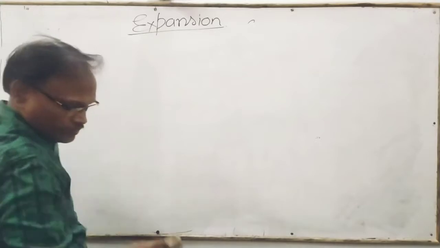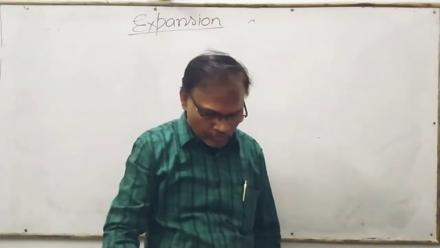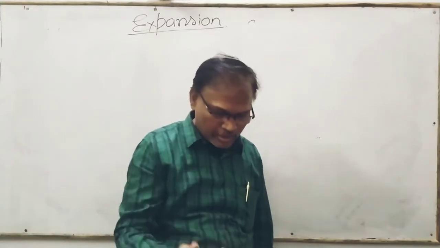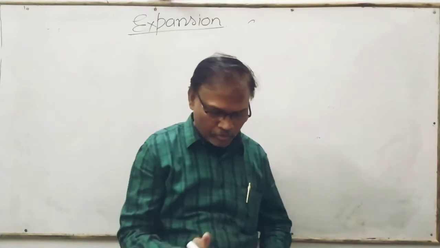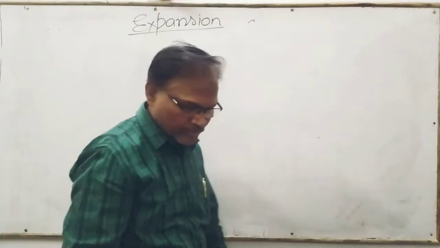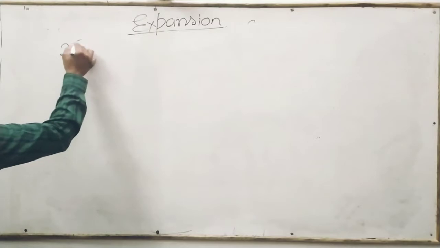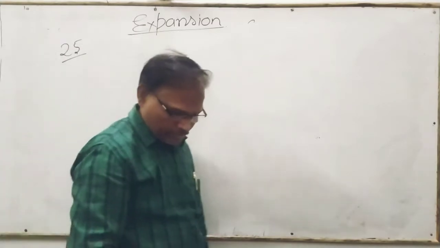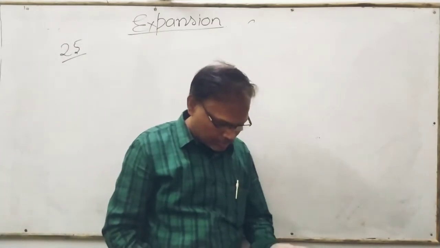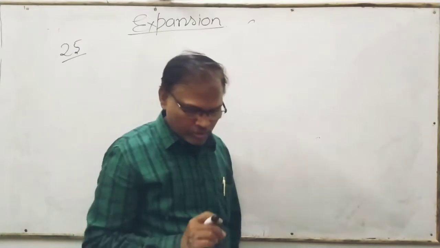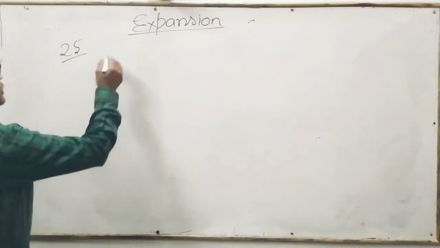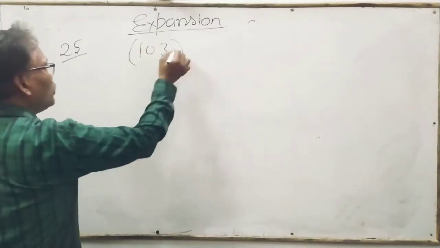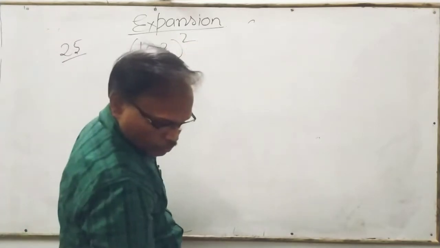The next question I am telling you is, for example, if the digits are given and you have to use the formula, like 24, 25. So this is question 25. In this 23b is there, 23, 24, 25. 103 is there. Whole square, whole cube.